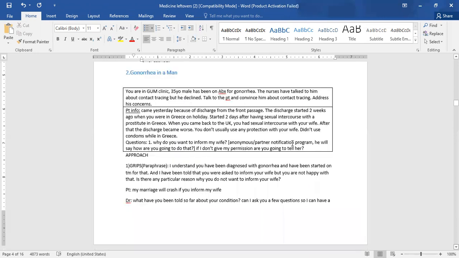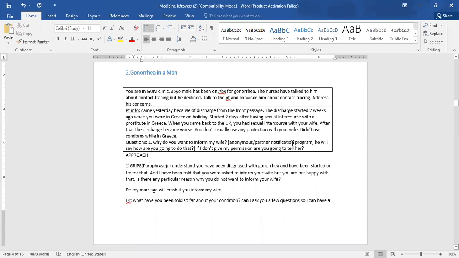Okay, so you are in a genitourinary clinic. A 35-year-old male has been on antibiotics for gonorrhea. The nurse has talked to him about contact tracing, but he declined. Talk to the patient, convince him about contact tracing and address his concerns. So from this scenario, you can get a clear-cut idea that the patient has already been diagnosed with an STI. He has already been counseled about the STI, and he has already been started on the medicine. So your task is to convince him about contact tracing.